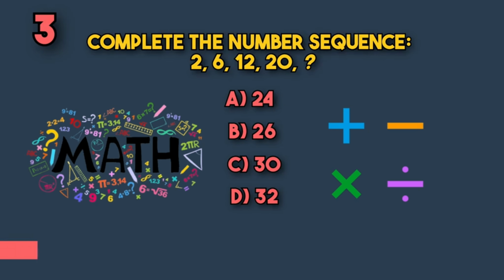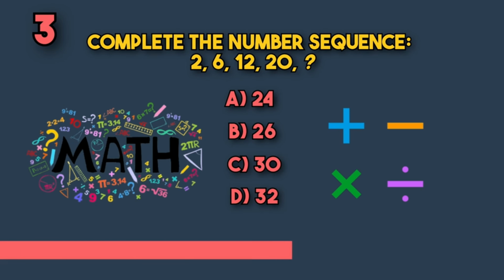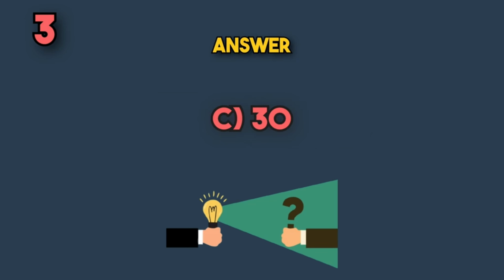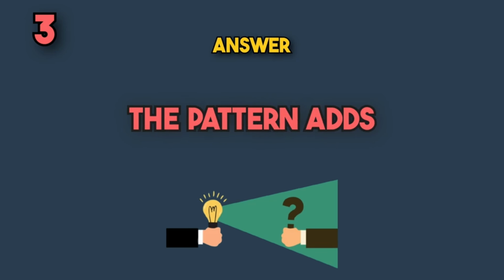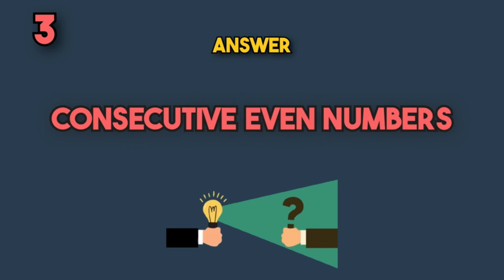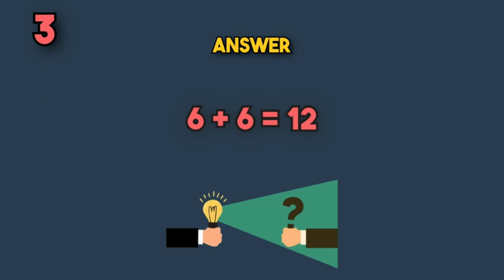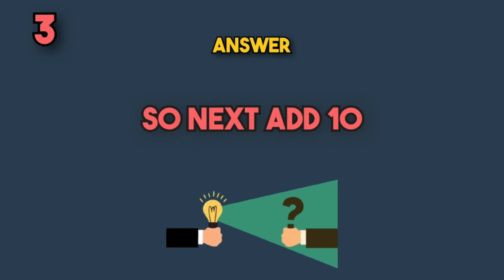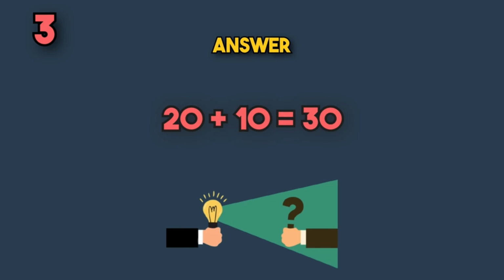Complete the number sequence. 2, 6, 12, 20. The answer is C, 30. The pattern adds consecutive even numbers. 2 plus 4 equals 6. 6 plus 6 equals 12. 12 plus 8 equals 20. So next add 10. 20 plus 10 equals 30.